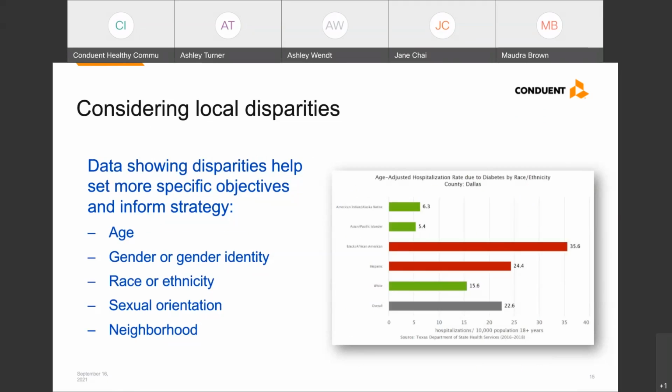Here you're seeing hospitalization rates due to diabetes by race and ethnicity. As you can see, Black or African Americans and Hispanics have rates that are higher than the county average. So even if the overall hospitalization rate for diabetes in the county or service area is lower than the state average, it might be a good idea to work with community partners to identify appropriate targets and strategies that would address those disparities that we're seeing.